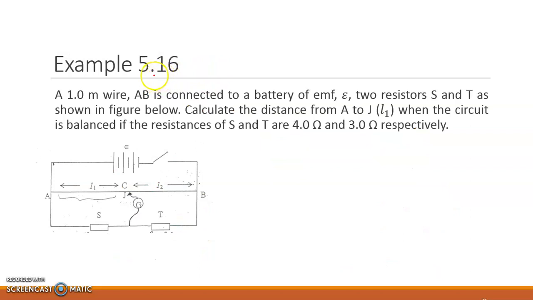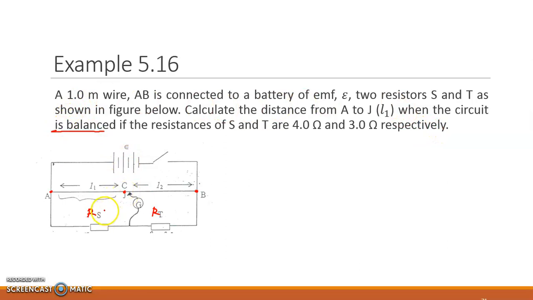For example, 5.16, we have a 1 meter wire which is measured from here until here, connected to a battery, two resistors S and T. So we have resistor S and also resistor T. Calculate the distance from A to J, which is from here until here. We want to find the length L1 when the circuit is balanced if the resistances of S and T are 4 and 3 ohm respectively. So it has already told us that the circuit is balanced.